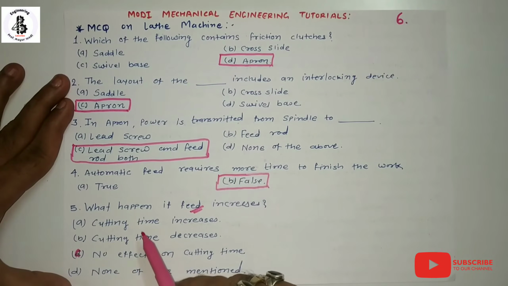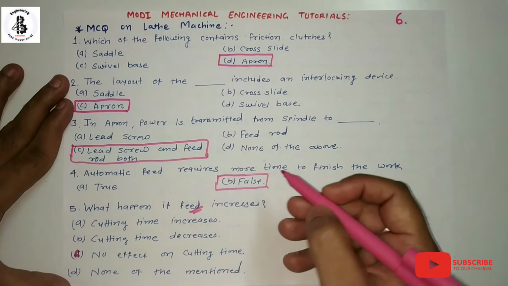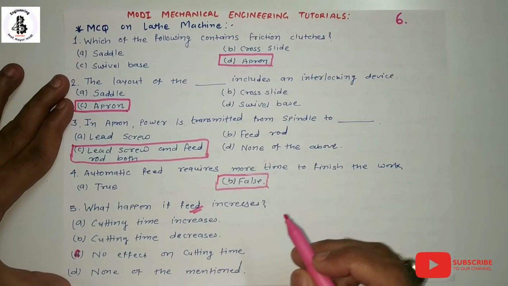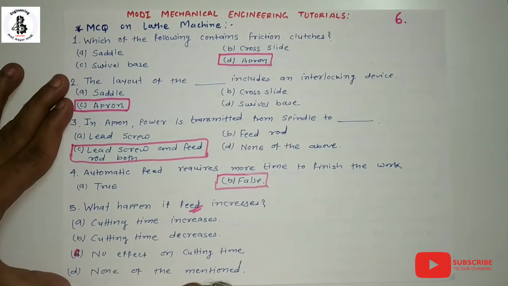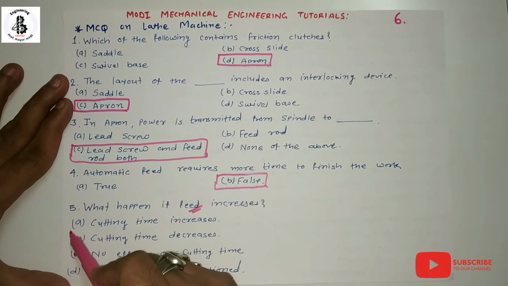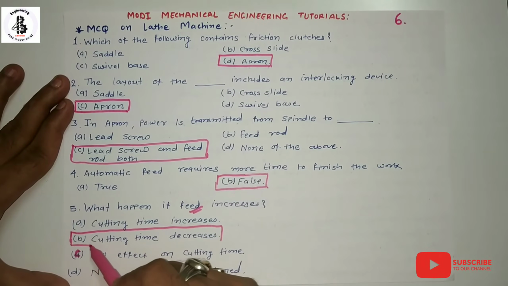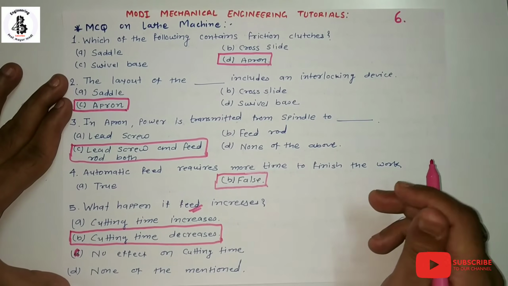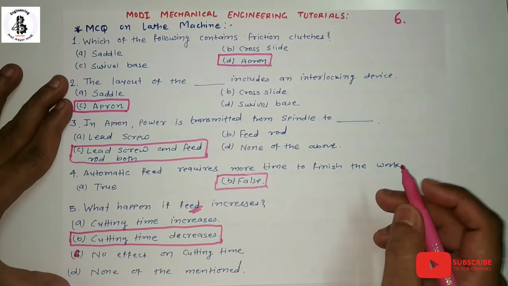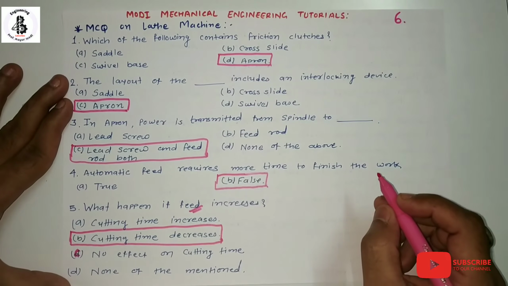So basically when feed is being increased, the cutting time always decreases, and the tool life also decreases. So for this question, if the feed is increased, the cutting time is decreased. It takes less time to make a component, but it has a reverse effect on the tool life. By increasing the feed, tool life also decreases.